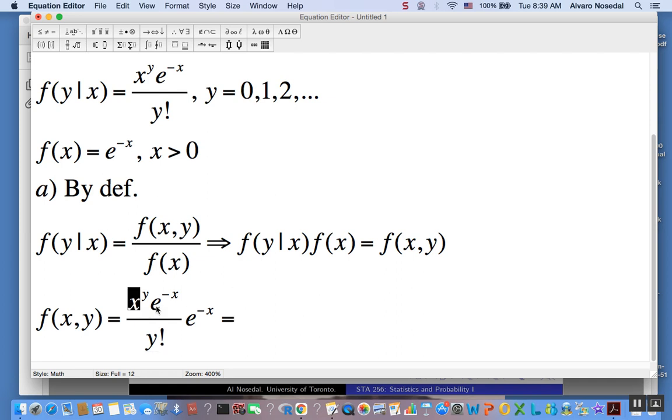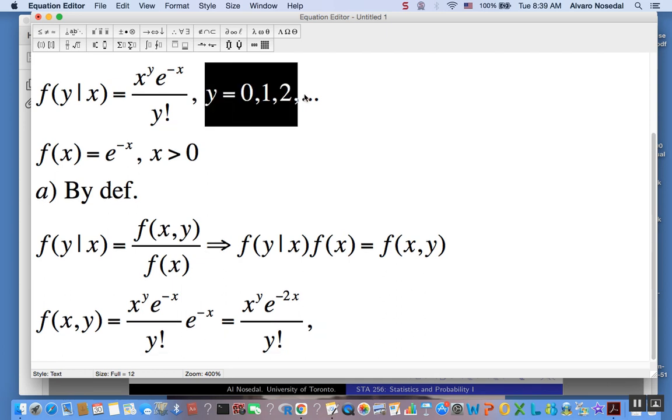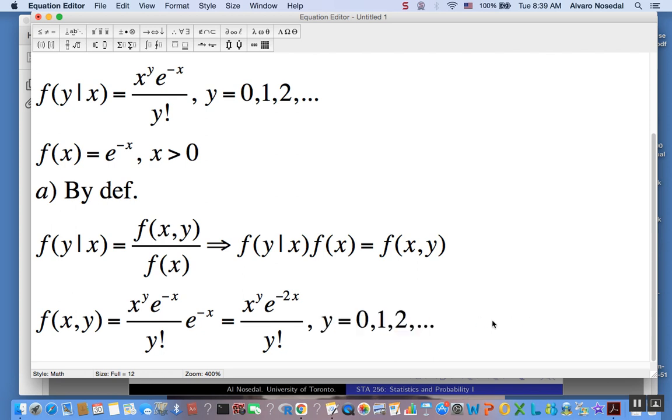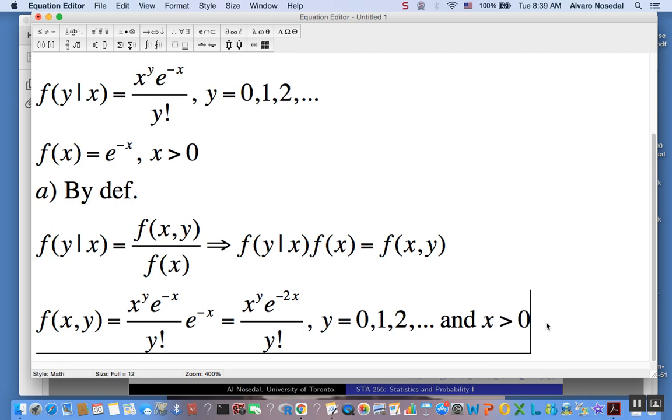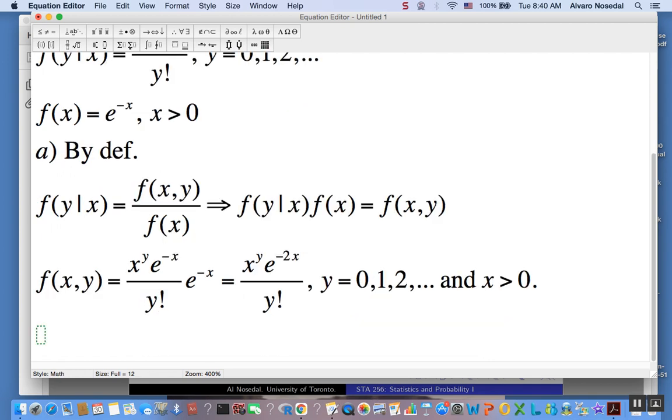So let me just write this down. Right, and let's just say that this is going to be valid for these y's and positive x. Make sense? Okay, part A done. Okay, let's take a look at part B.